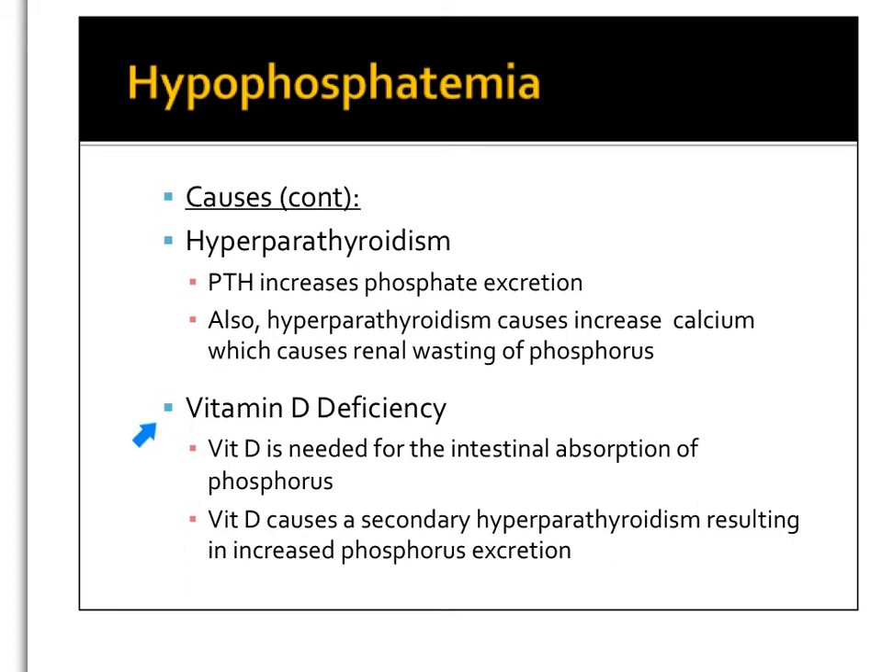Coming down here to vitamin D deficiency, vitamin D is actually needed in order for you to absorb phosphorus from the gut. So if you don't have vitamin D, you're not going to pick up phosphorus out of the gut. In addition, vitamin D deficiency can actually cause a secondary hyperparathyroidism, which we'll talk about a little bit later. But as we just mentioned up here, hyperparathyroidism results in increased phosphorus excretion. So these can be two pretty significant causes of hypophos.